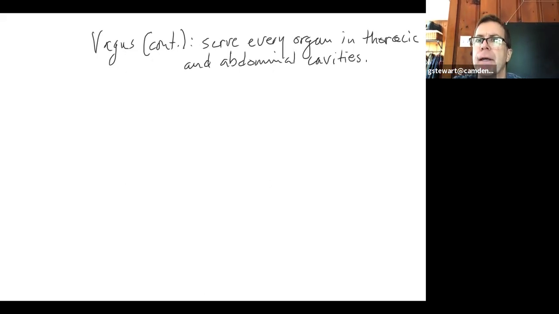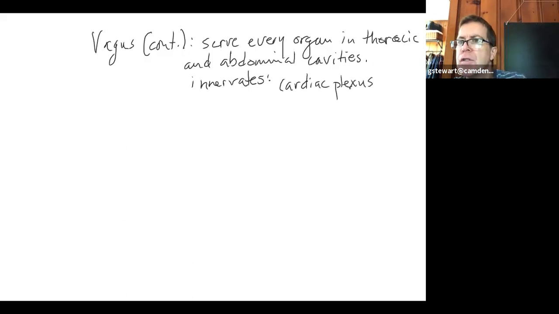So the vagus specifically innervates these areas. I'm just going to list them. The cardiac plexus. Whenever you see the word plexus, just think of like a nest of nerve branches. It's just sort of a conglomeration of nerve branches. So the cardiac plexus obviously would serve the heart.